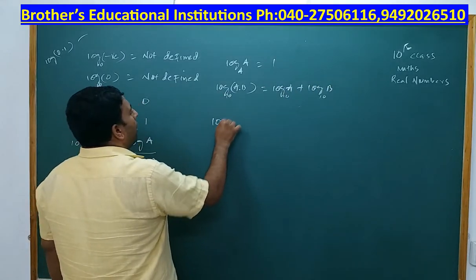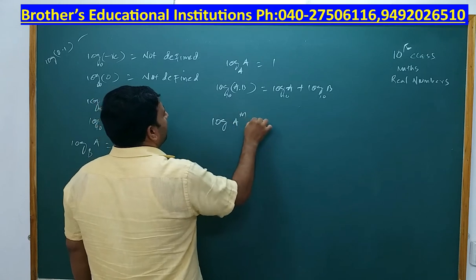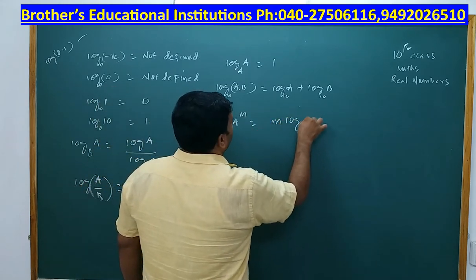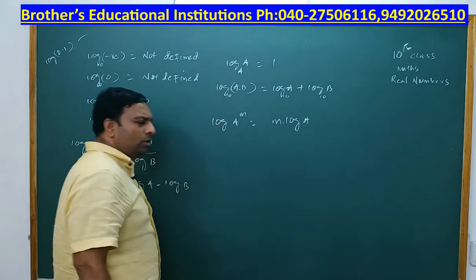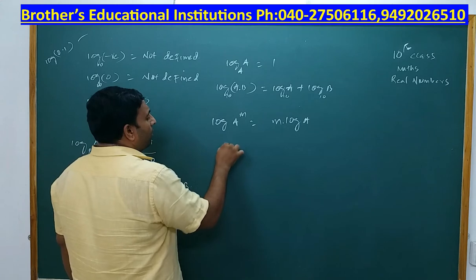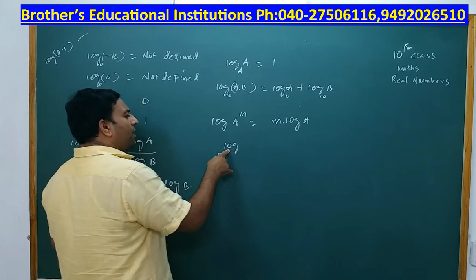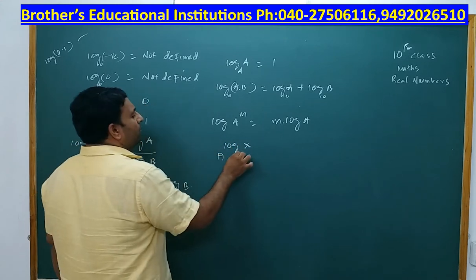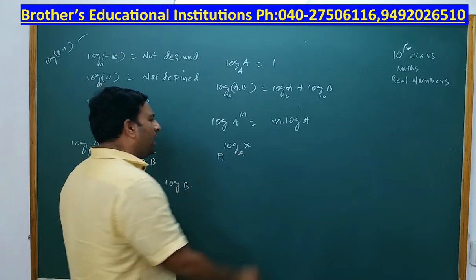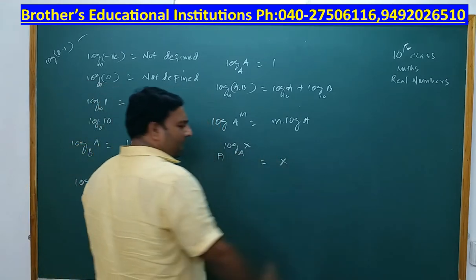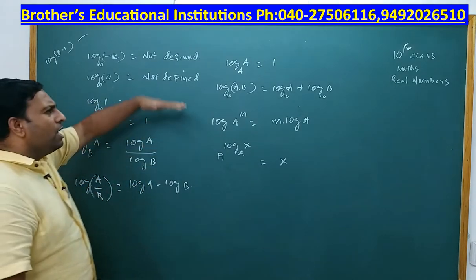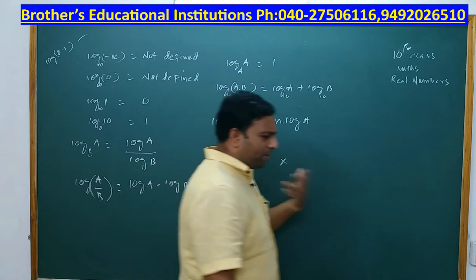Now log of a power m. Log of a power m is nothing but m log a. m log a means m into log a. Like that, a power log x to the base a is also equal to x. This is a formula. Now these are the fundamental basic formulae that any student needs to know and practice again and again.